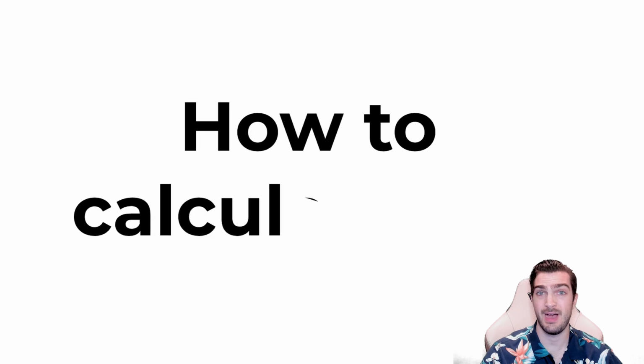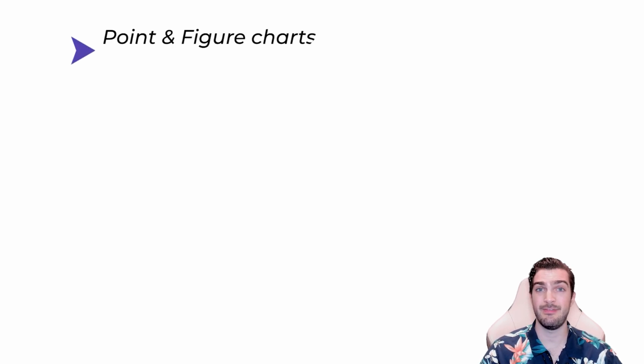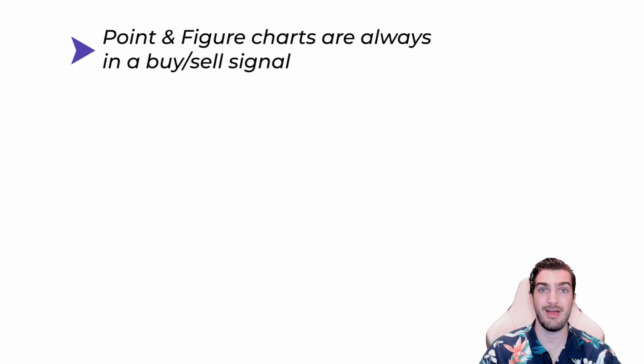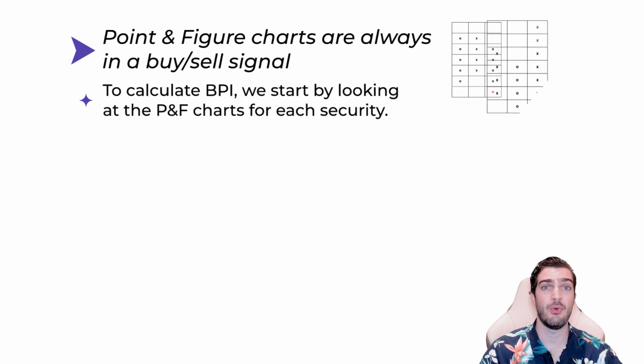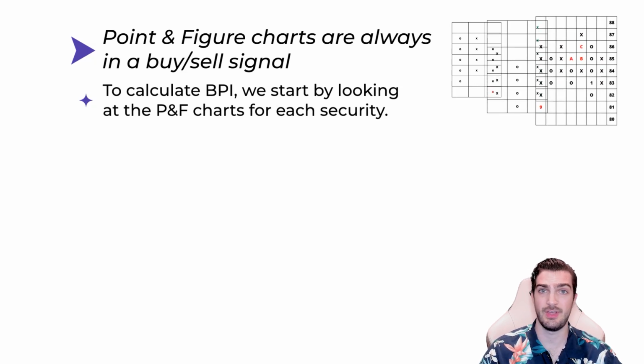Now, let's talk a little bit more about how BPI is actually calculated. BPI takes advantage of one of the small quirks of point and figure, and that's that every point and figure chart is always in either a buy signal or a sell signal, whichever's happened the most recent. To calculate our BPI for a group of securities, we have to look at the point and figure chart for each one of those securities.